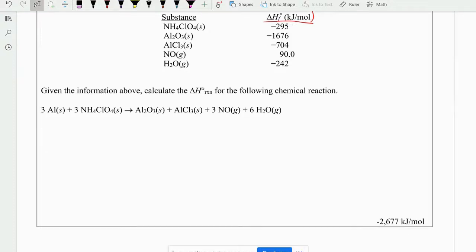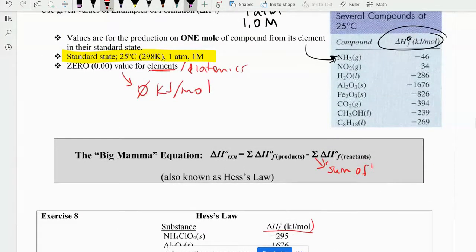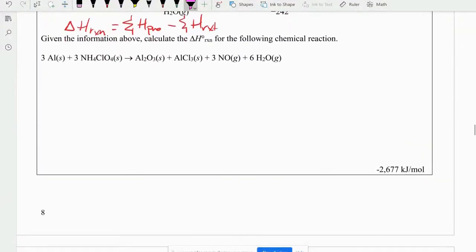Given the information above, it wants us to calculate the overall change in enthalpy for the reaction. Okay, and so here is our reaction, and I'm going to use Hess's law. Really quick, I'm just going to rewrite that here as a reminder. Okay, there you are. So we're going to use the Big Mama equation, Hess's law. Now, I'm remembering from what I said above, I'm going to go back up here and highlight it in a different color. Elements or diatomics are going to have an enthalpy value of 0.